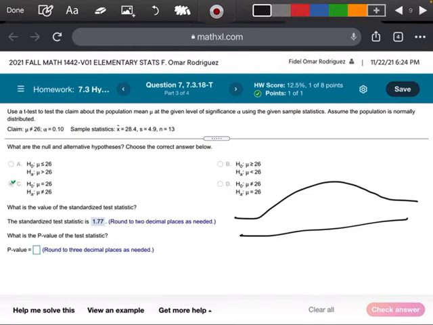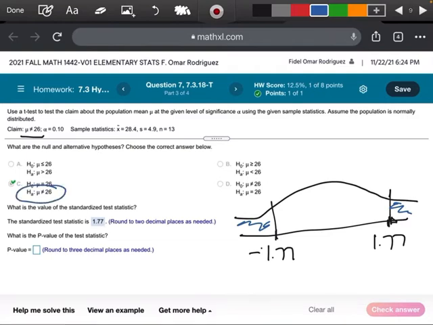So remember, even though it's normally distributed, since we don't have the population standard deviation and we just have the sample standard deviation, remember what it said? Our claim was mu was not equal to 26. So we came up with two values, 1.77, and there would be another one, negative 1.77, right? And what we're trying to figure out is, what is the area over there?